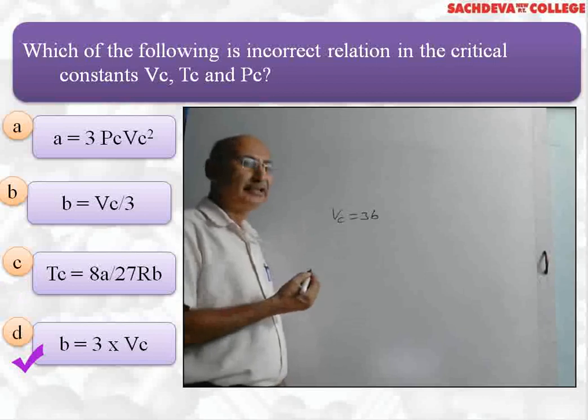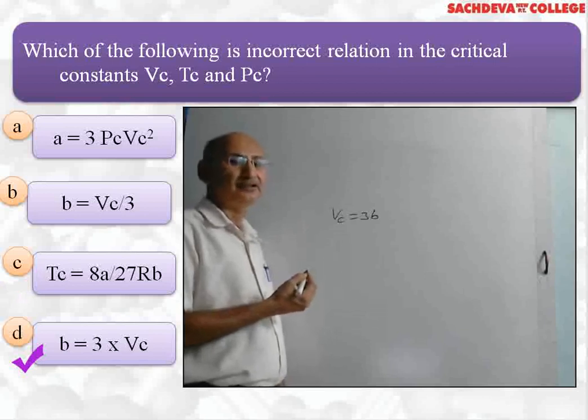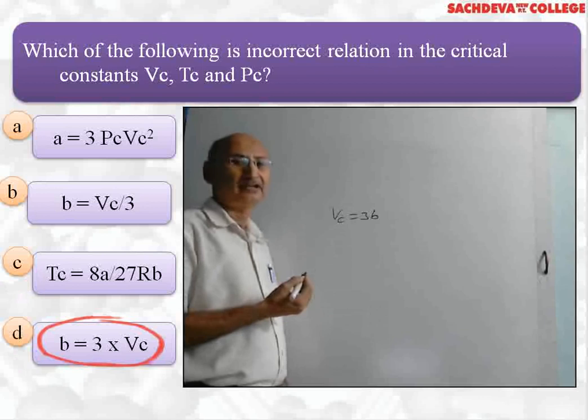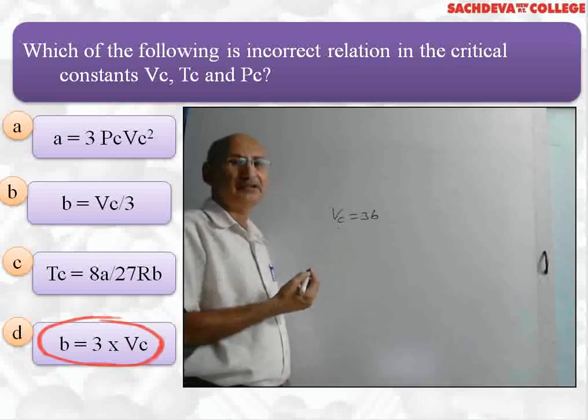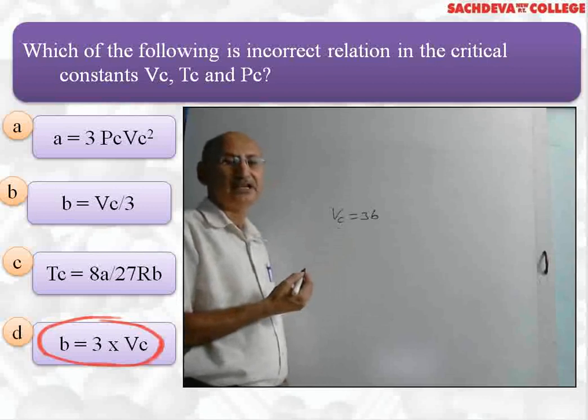D part, b is equal to 3 into Vc. This is not possible. So the correct answer is D part. This is the incorrect relation which we had to find out.